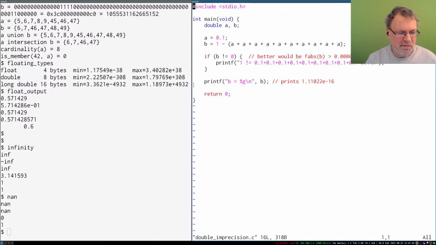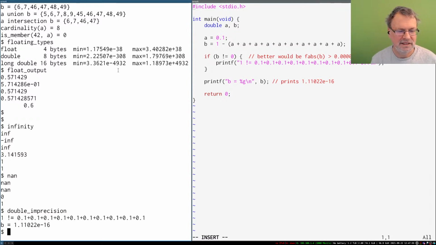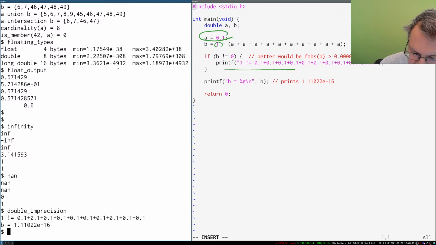So I've got this program here, double precision, and it doesn't quite do what we'd expect. Let me run it. So I've got two values here. I've got a is 0.1, and I've said b is 1 minus a minus a minus a, and so on. There's 10 a's there, so that all should finish up as b being 0. Then I've said if b is not equal to 0, print out that. And what do you know, it prints it out.